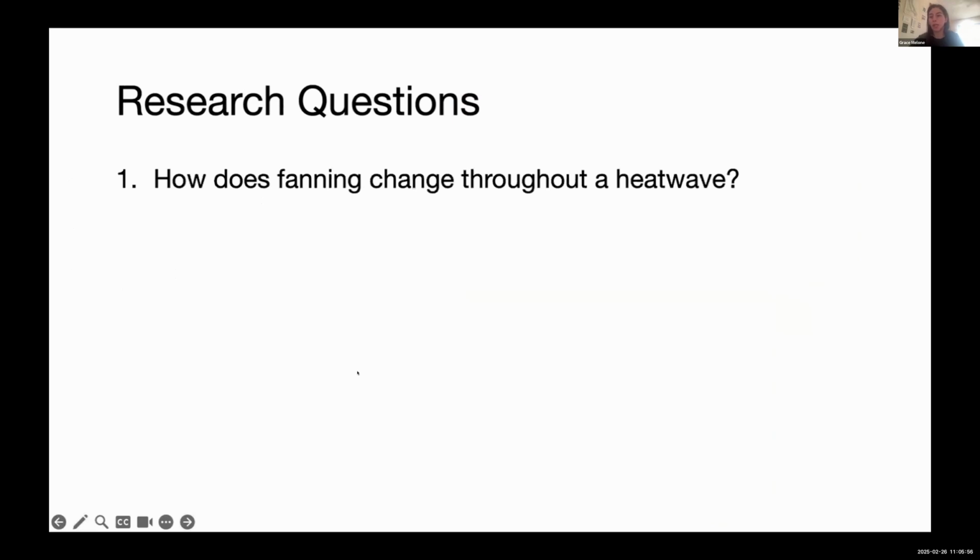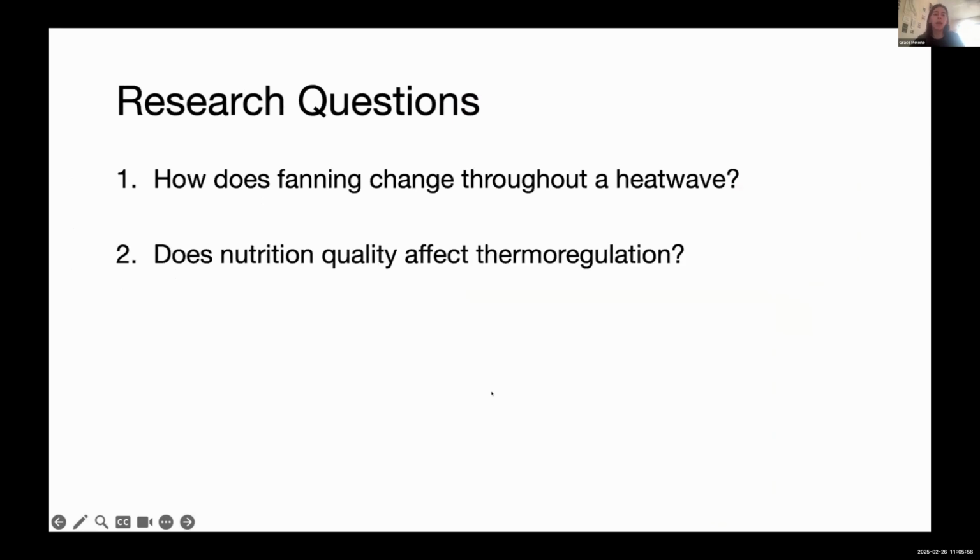So first we ask how fanning changes throughout a heat wave. And then second, if nutrition quality impacts thermoregulation, because we know that bumblebees are not just facing stress from heat, but also often from nutrition.